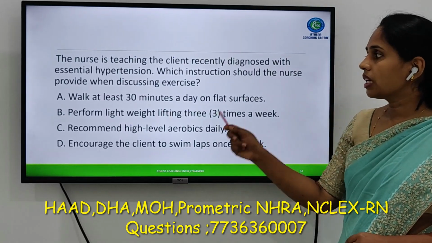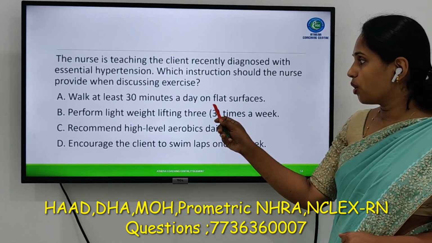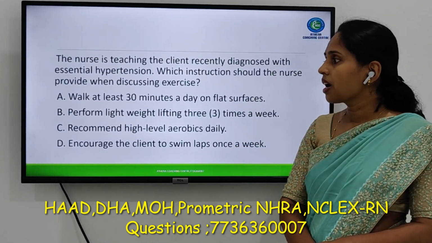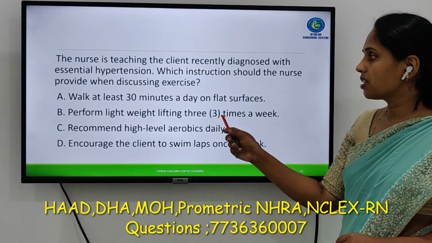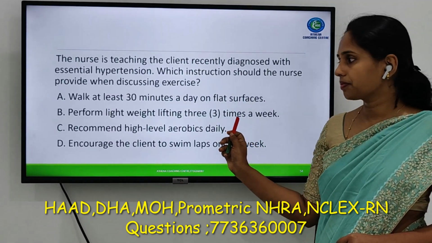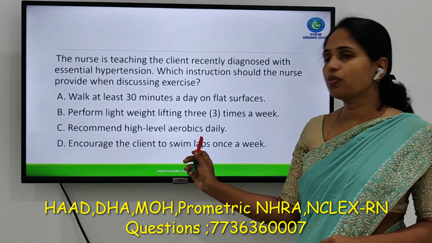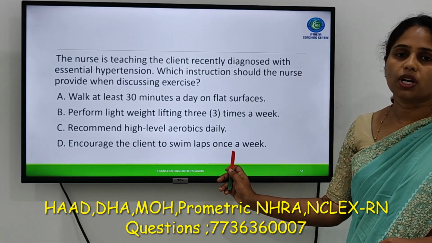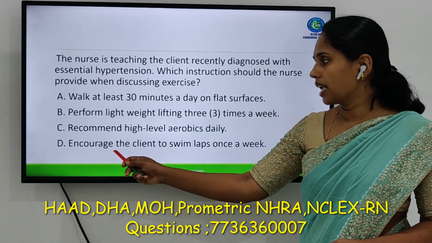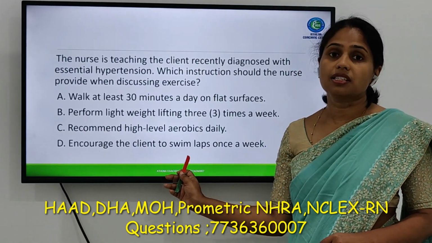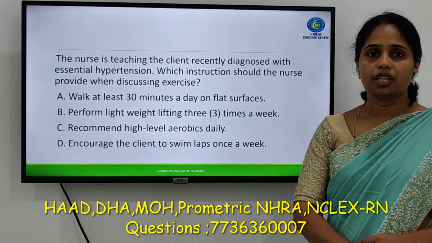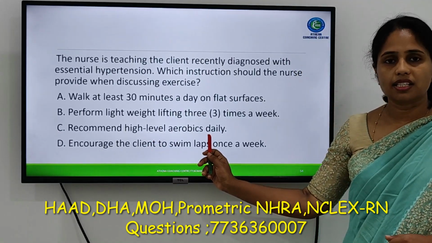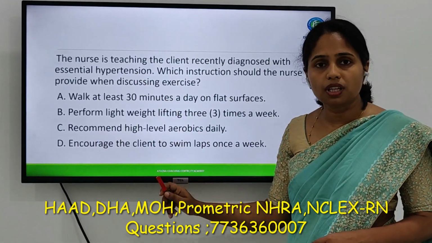Number 1, walk at least 30 minutes a day on a flat surface. That can be selected as a correct answer. And second one, perform lightweight lifting 3 times a week. Recommend high level of aerobic exercise daily and encourage the client to swim laps once a week. Whereas swimming laps isn't required for a patient with hypertension, so you can remove option D. And high level of aerobic exercise is also not recommended for a patient with hypertension.